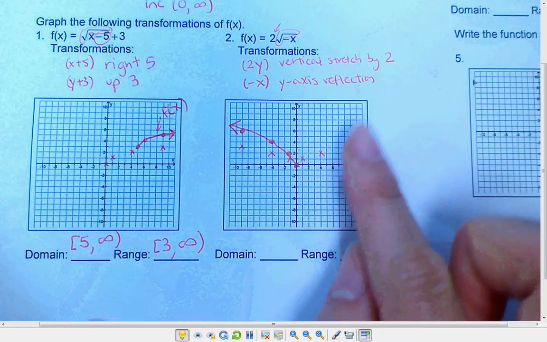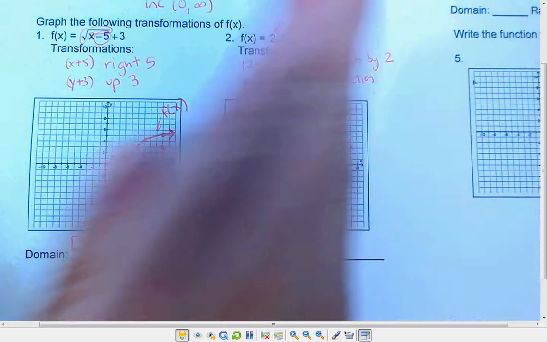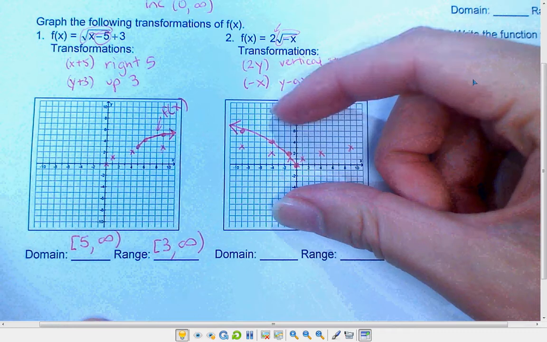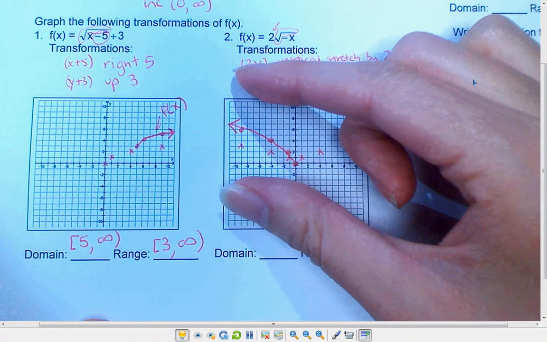So one more time, this is my parent function. I first flipped it across the y-axis, and then I multiplied all my y's by 2, so I stretched them all by 2, so that they're now twice as tall as they were before.